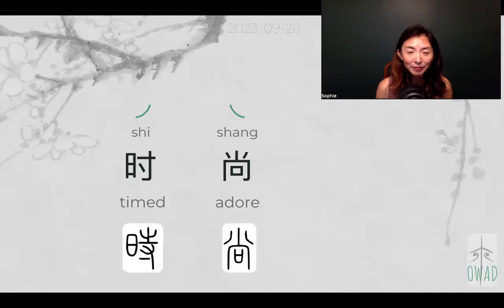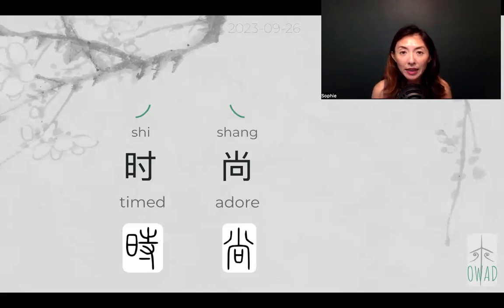时 means timed, and 尚 means adore something. So this adoration of something is timed. It has a limited shelf life, so to speak, right? So that's what trend is about. It's not permanent. There's no innate quality about something you want to talk about or put on. It's not a permanent quality. Things are going to change. That's what 时尚 is.